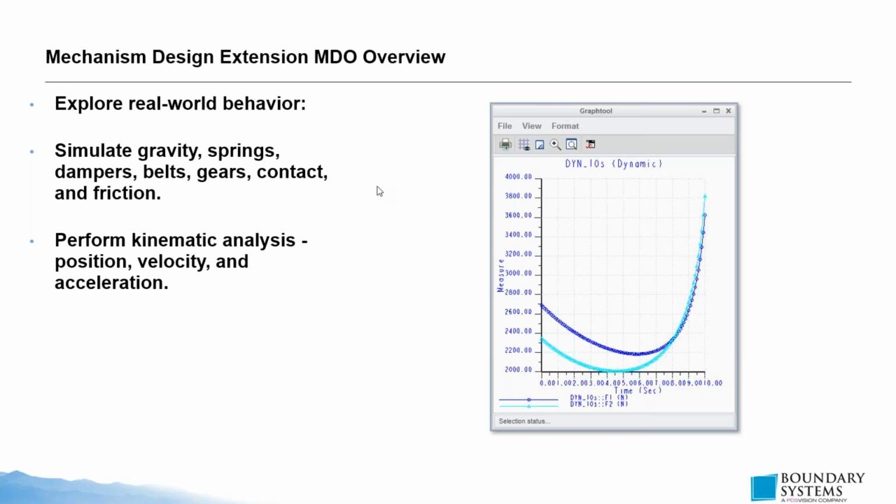We can still perform kinematic analysis, so position, but also velocity and acceleration, as I mentioned. We can see some of those results graphed on the right. We can see time on the x-axis and any other type of measure on the y-axis there. And we can get these things graphed over a certain amount of time that we can set in advance. Using this, we can simulate lots of real-world things like gravity, springs, dampers, belts, gears, and friction.